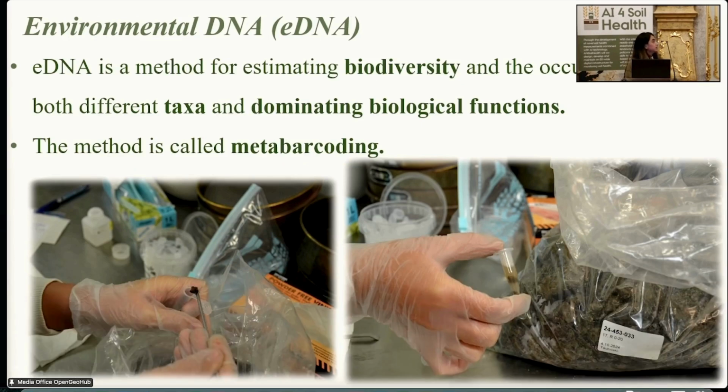The other method that we are testing is eDNA. What is eDNA? Any kind of genetic material coming from the environment, whether it's soil, water, or air, is eDNA. And eDNA is good for estimating biodiversity. It can give us information about different taxa, like how many bacteria, fungi, and nematodes there are, but also about the dominating biological functions, like the nitrogen cycle processes that are happening.